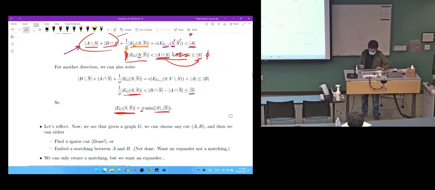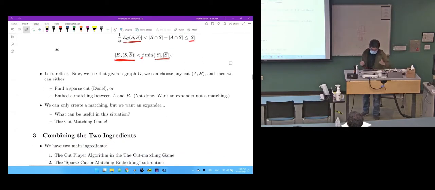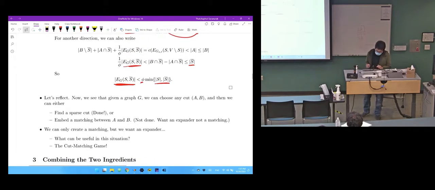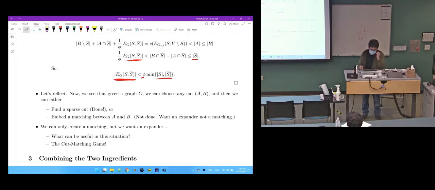Right. So now let's reflect a bit. Given the graph, if you choose any cut A and B, you can either find a sparse cut and be done, or embed a matching between A and B. But this is not our goal yet. The goal is to embed an expander. We want an expander, not just a matching.